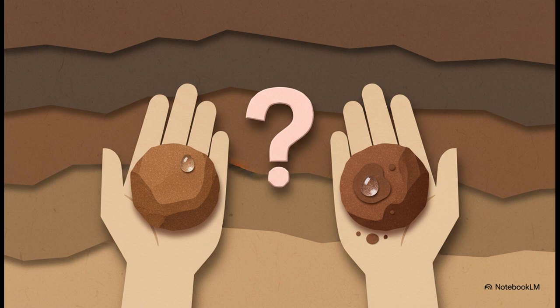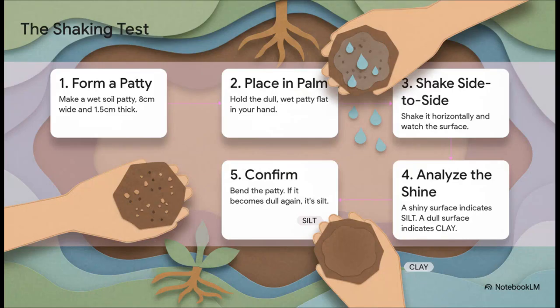Okay, so here's a little pro tip for you. One common challenge is that silt and clay can sometimes feel pretty similar, right? They're both super fine particles, but they behave in totally different ways. So here's a quick bonus test to help you tell them apart with total confidence. It's called the shaking test, and it's awesome.